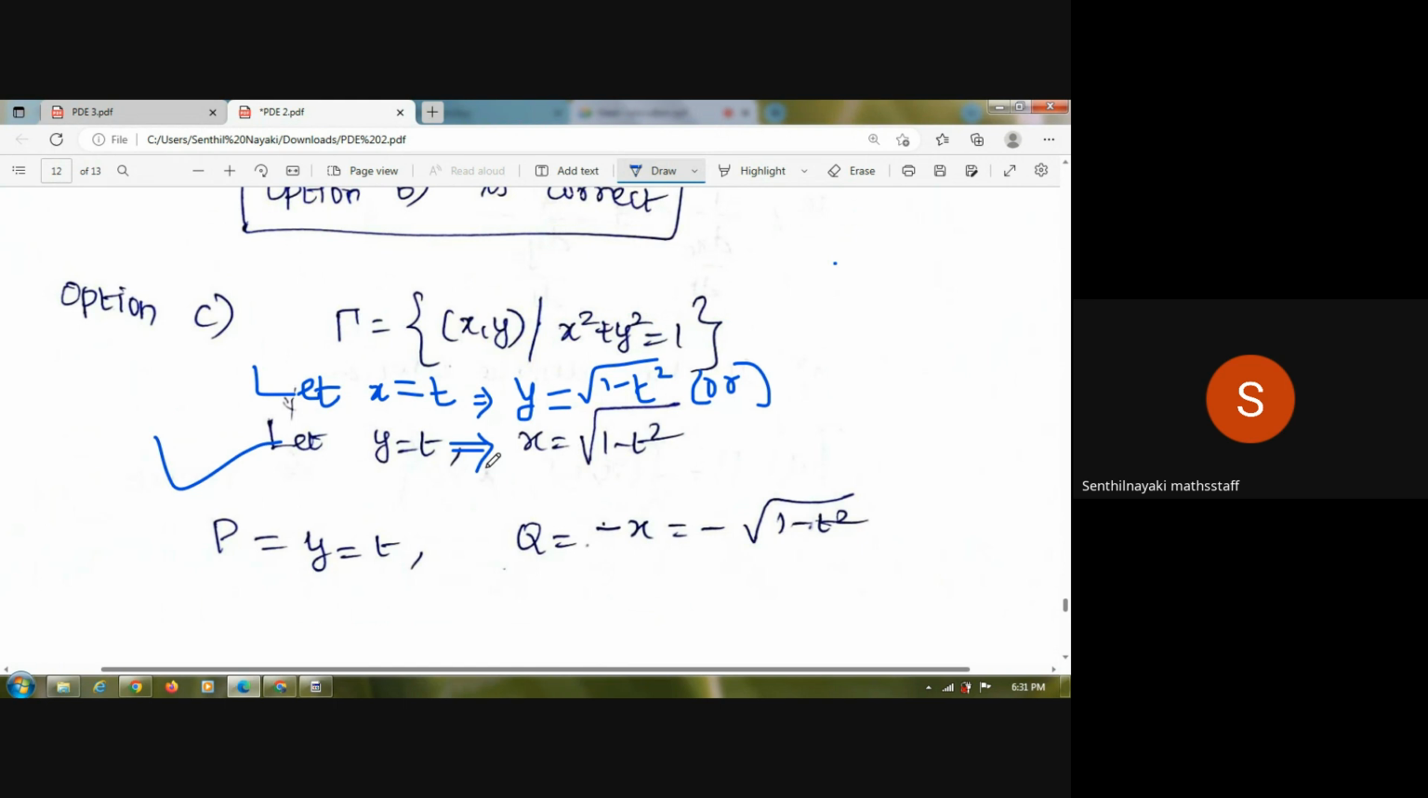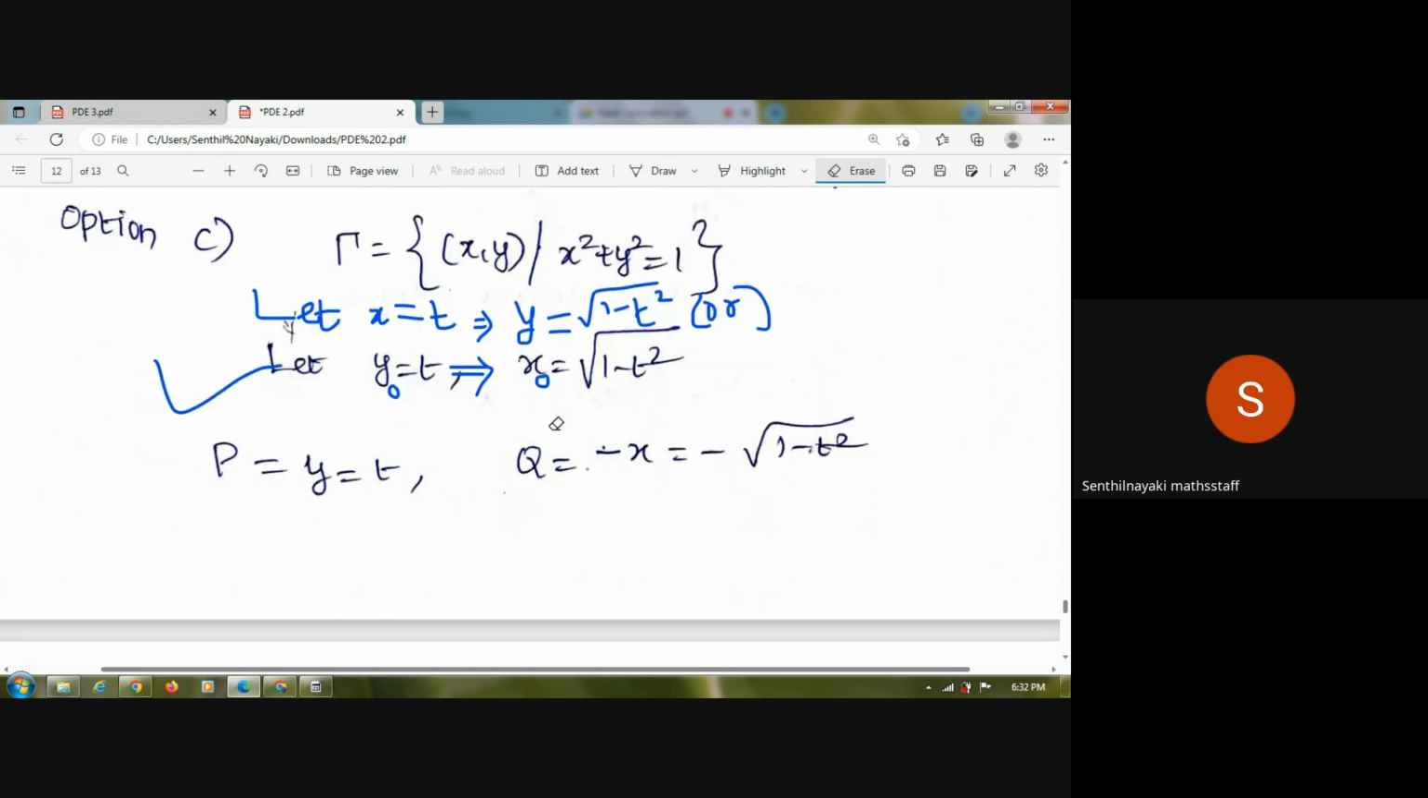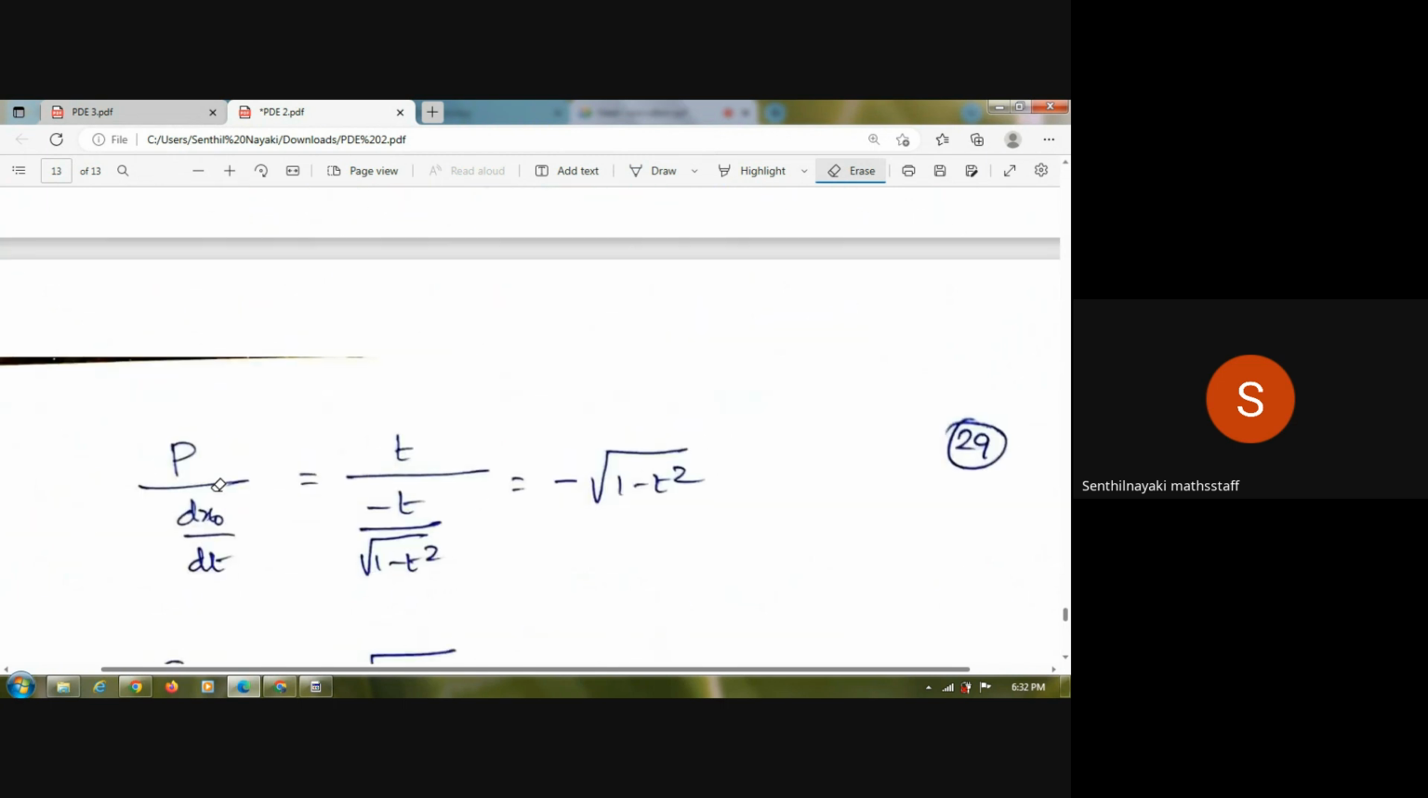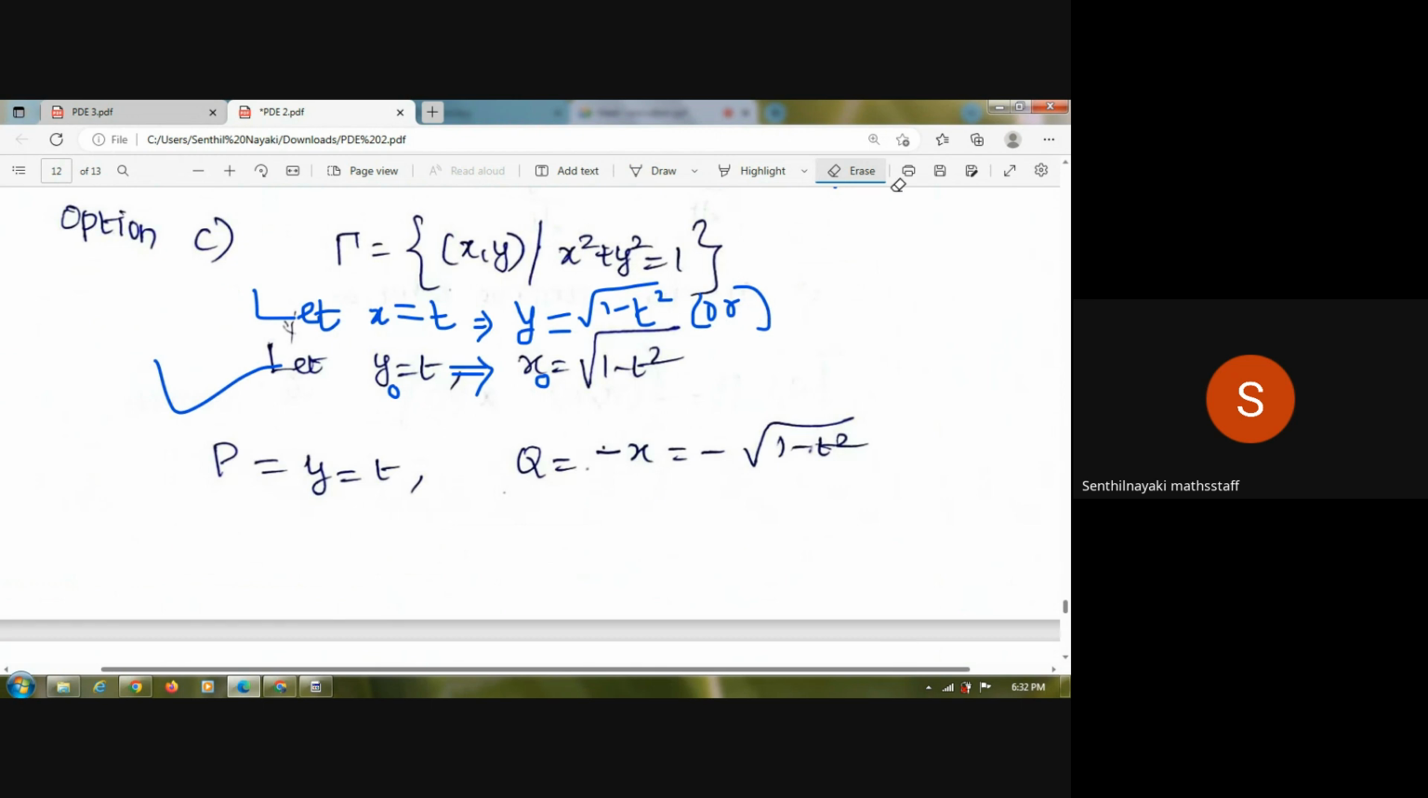Next we have to find out the value of dx naught by dt, dy naught by dt. Let us consider this as x naught. Similarly, this is p of x naught, comma y naught, comma u naught. Similarly, q of x naught, comma y naught, comma u naught. So dx naught by dt means differentiate this thing. If you differentiate this thing, dx naught by dt, what will we get?